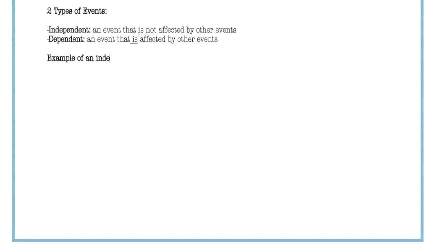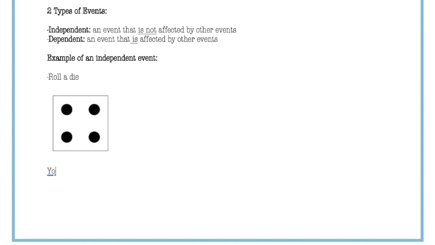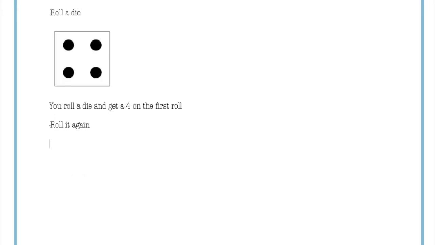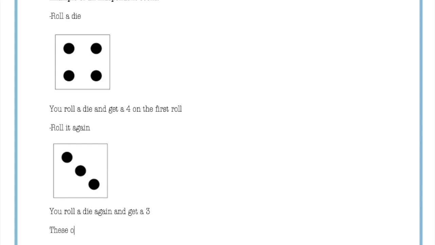Let's look at an example of an independent event. First, let's simulate rolling a die. You roll a die and got a 4 on your first roll. Now, we roll it again. And this time, when you roll it again, you get a 3. These rolls are independent events because rolling a 3 was not affected by the previous roll where you got a 4.